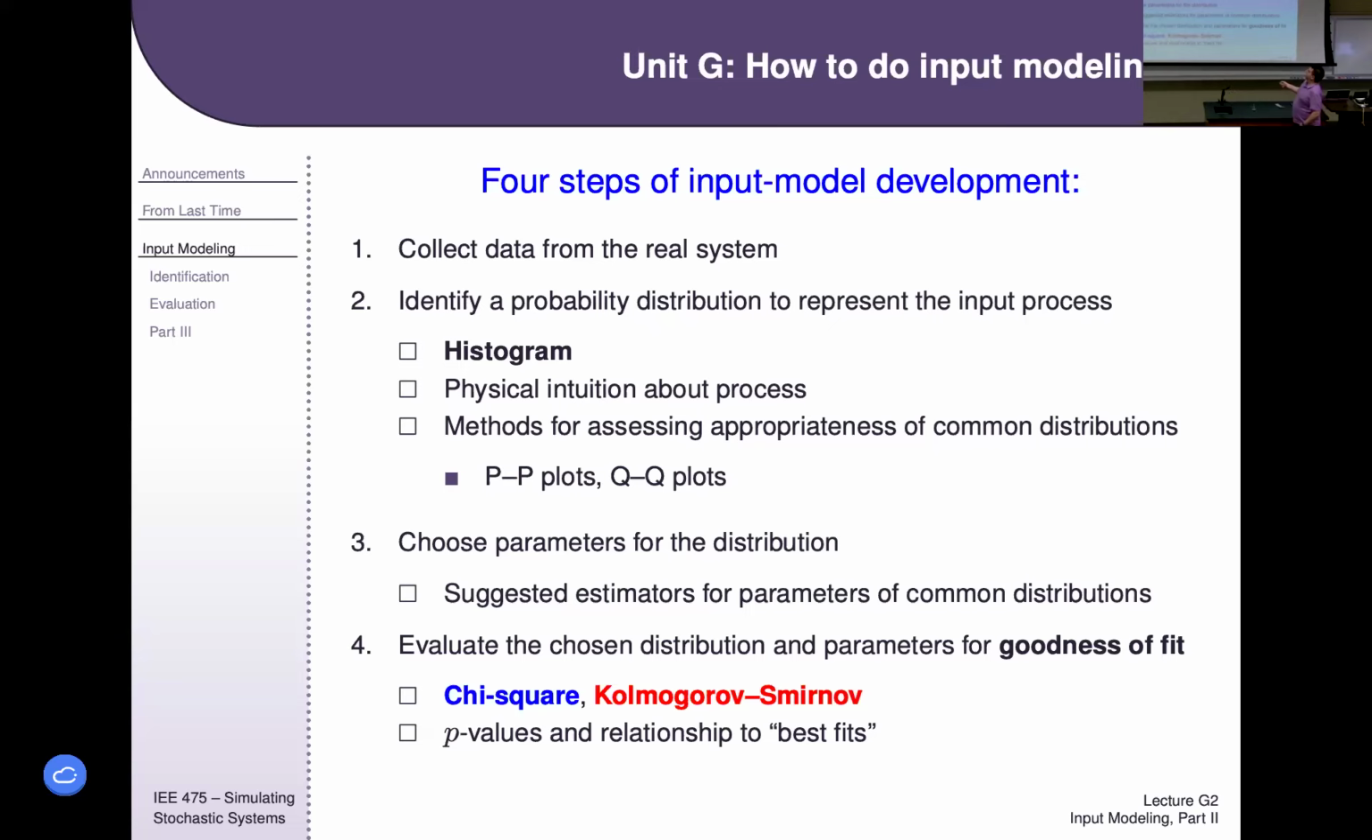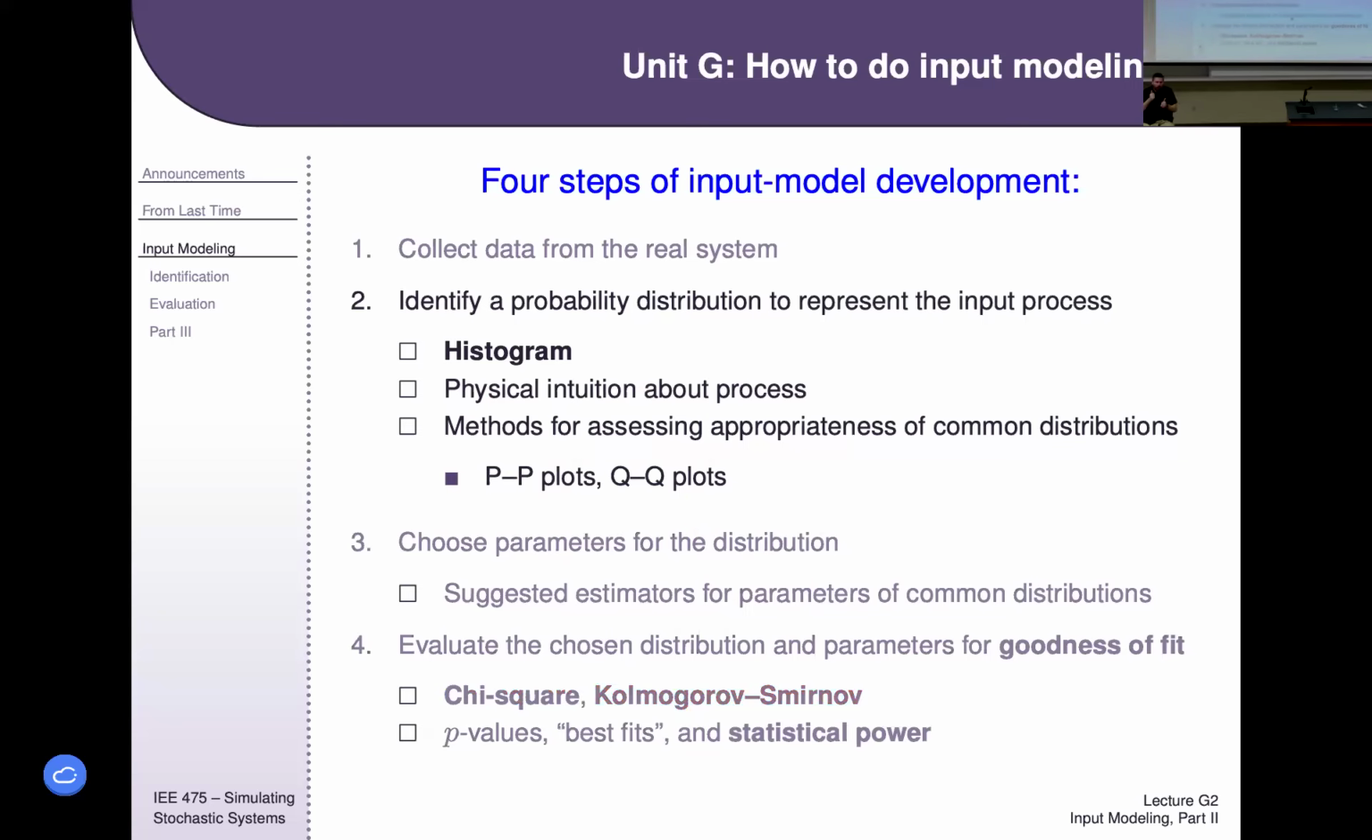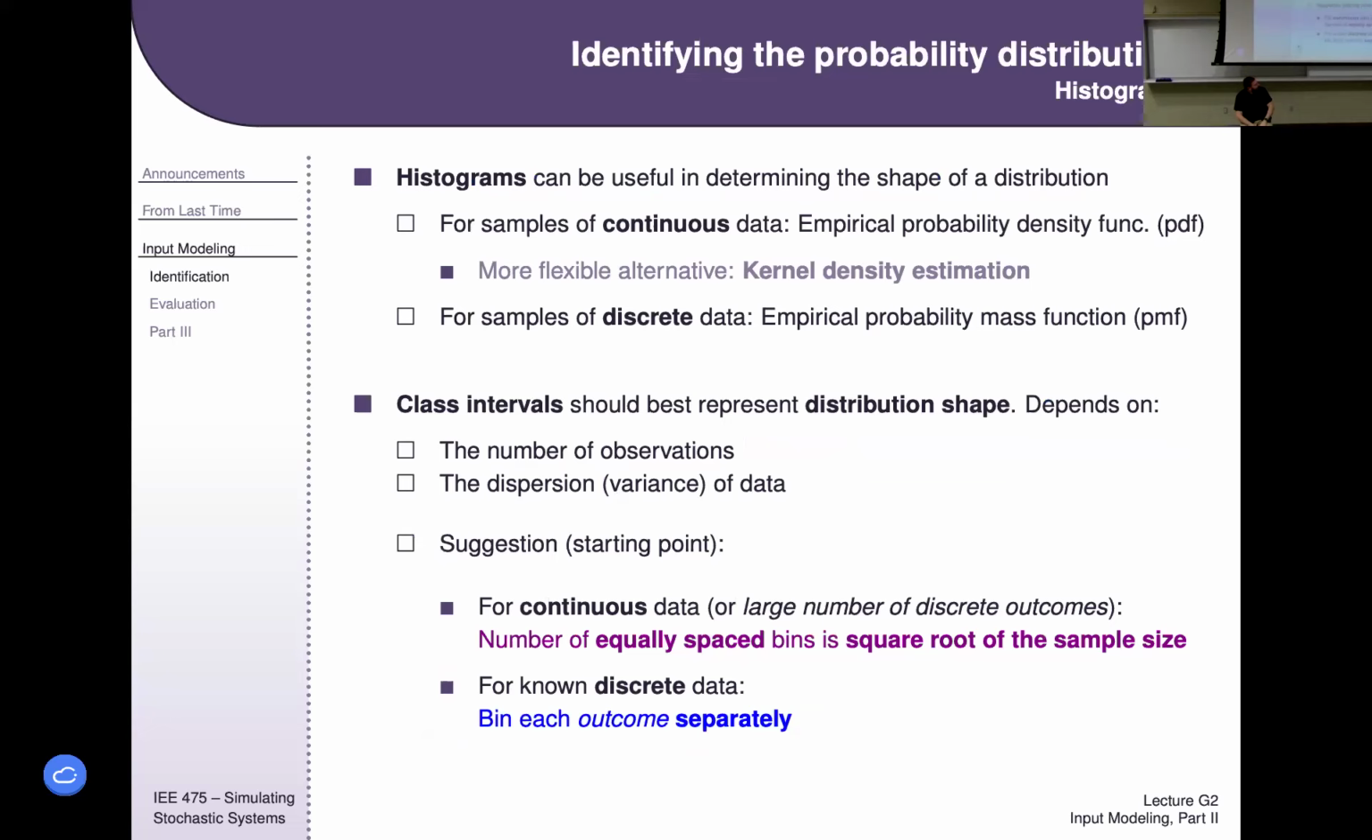And so we've already talked about the histogram, so we're going to drill down into that, and we're going to land in PP plots and QQ plots, and then next time we'll be talking about choosing the parameters. So this is what we're focusing on today.